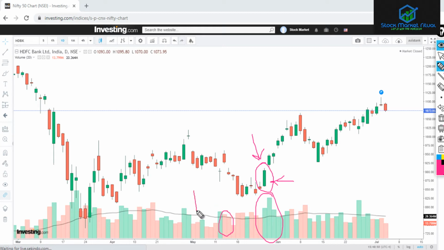And this is the 20 moving average. Now when the volume level is below this 20 moving average, we can say that the relative volume is low, and when the candles or the volume bars are above this 20 moving average, then we can say that the volumes are more.